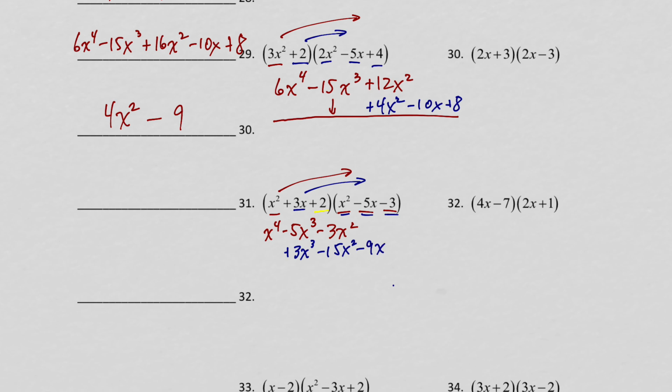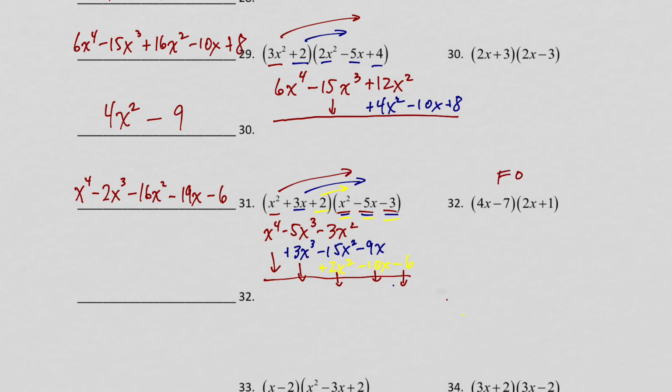And finally, I'll take the positive 2 and multiply that through. When I multiply by this, I get a positive 2x squared. When I multiply by this, we get a negative 10x. And when I multiply by this, I get a negative 6. And then I'm going to add these all up. This first column adds up to x to the fourth power. This adds up, negative 5 plus 3 is a negative 2. This column adds up, negative 3 and negative 15 is negative 18, plus 2 is a negative 16. This column adds up to a negative 19. And this adds up to a negative 6.